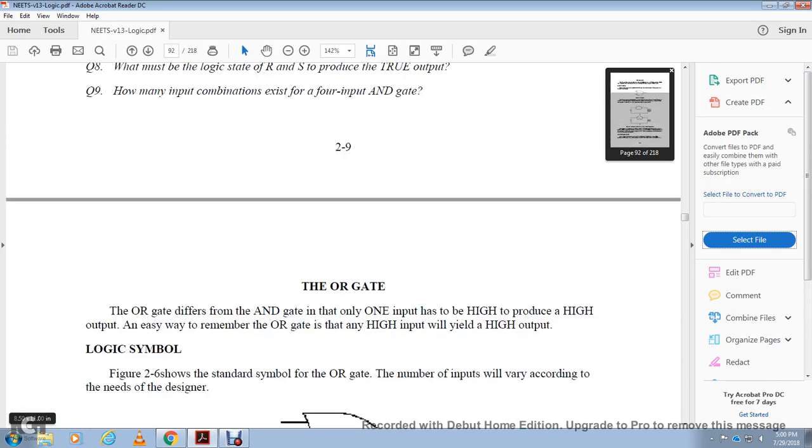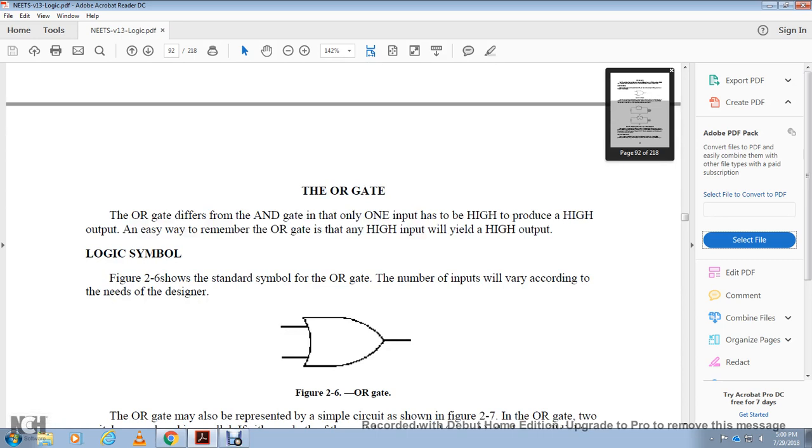The OR gate. The difference between the OR gate and the AND gate is that only one high input is needed to produce the high output. The easy way to remember the OR gate is that a high input will yield a high output. Logic symbol. Figure 2-6 shows the symbol of the OR gate. Remember, the inputs will be according to the need of the designer.